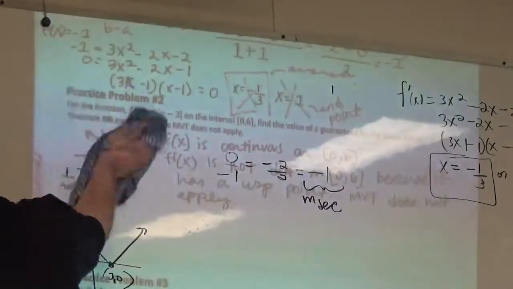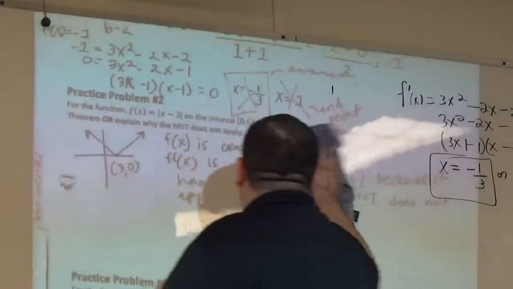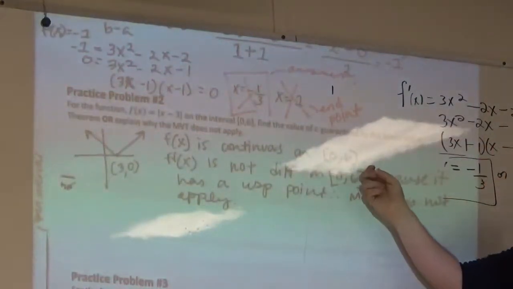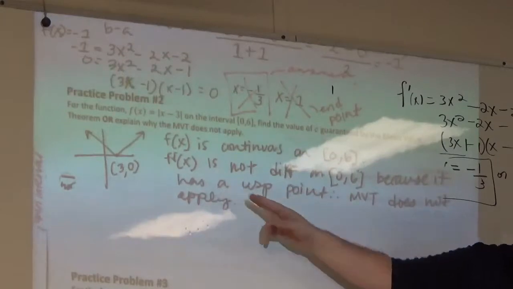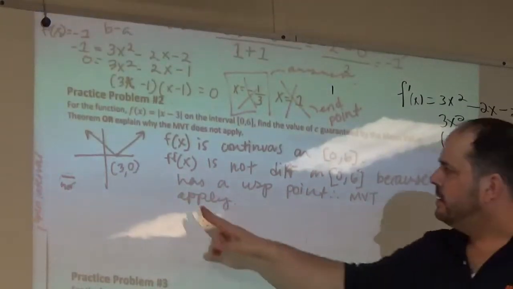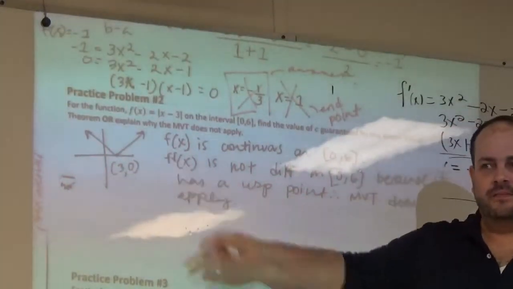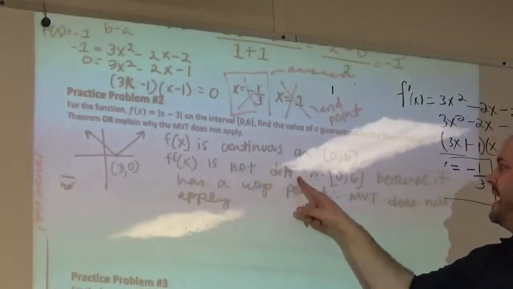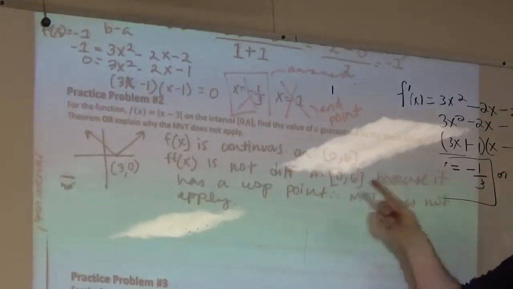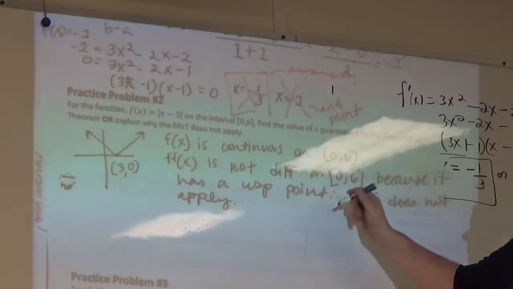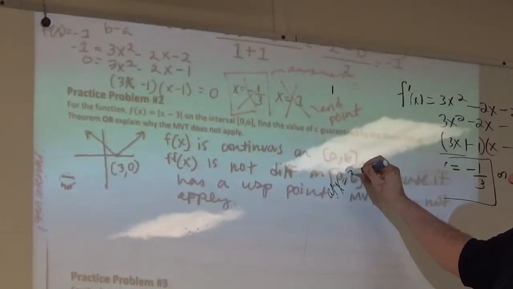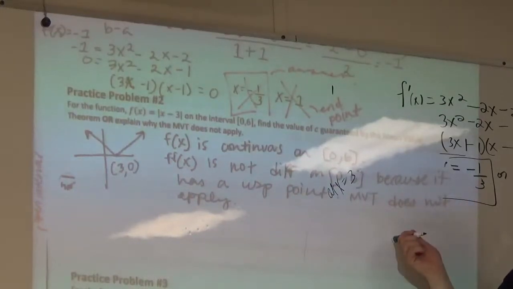So I think Nora's got a good write-up here. We've got the graph. F is continuous on 0 comma 6. I can see that. This is a friendly graph. F is not differentiable on 0, 6 because it has a cusp point. But let's be more specific. Where's there a cusp point? At x equals 3. Therefore, MVT does not apply.